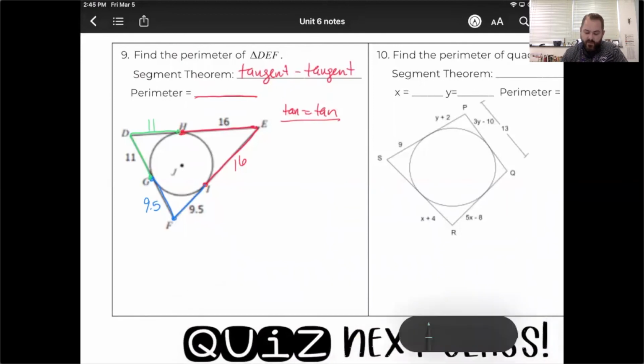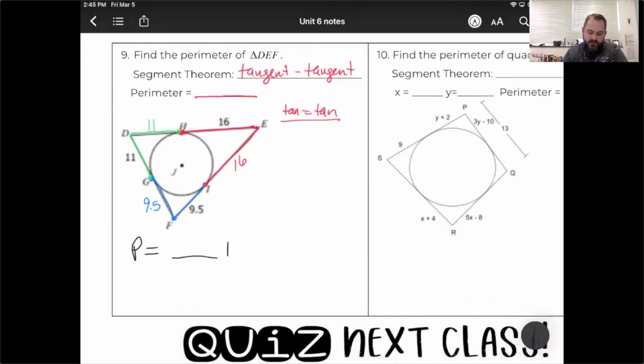Okay, so remember, perimeter is just the sum of all the sides. Well, I've got 3 sides to this triangle. One side is DE, which is 11 plus 16. Remember, part plus part equals whole. So I'm going to add those together. 11 plus 16 would be 37.